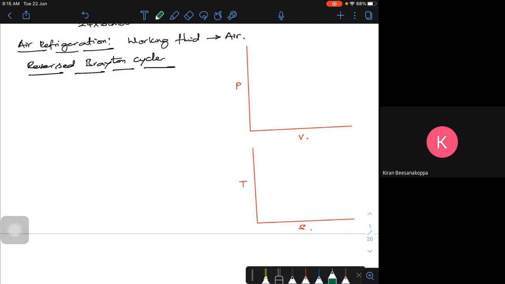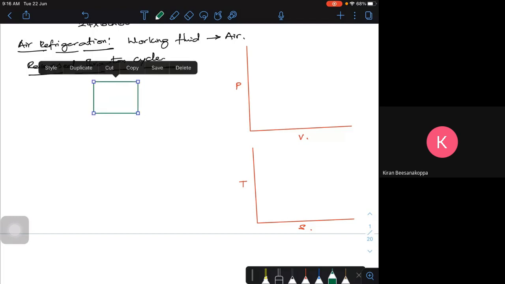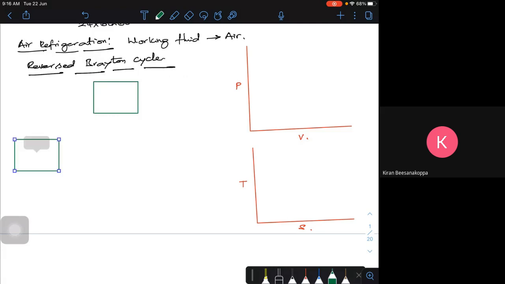So I have a block diagram, something like this. Four blocks, let me put. Okay, these are the four blocks, and all these blocks are connected.